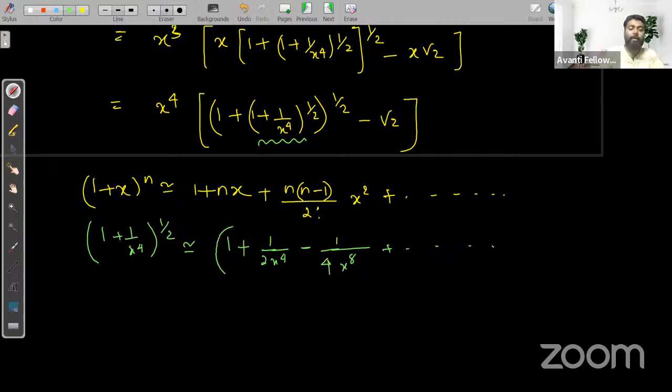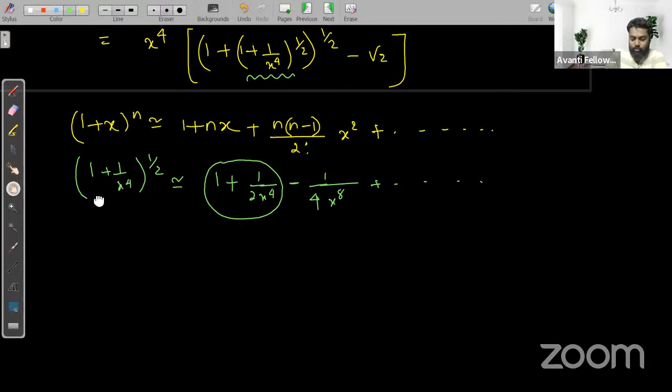But we will be using only these two terms, because you have already studied that we should use the binomial approximation up to 2 terms. If you take more terms, then what will happen? You can observe in the next 2 steps also, right? So I am taking only the first 2 terms of the binomial expression. So what am I getting?